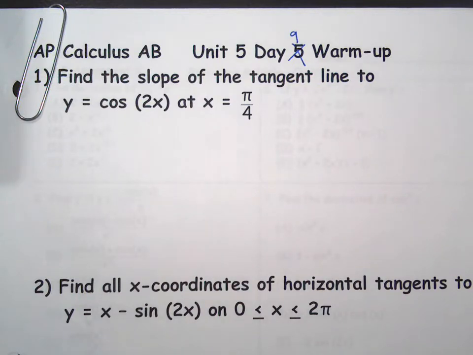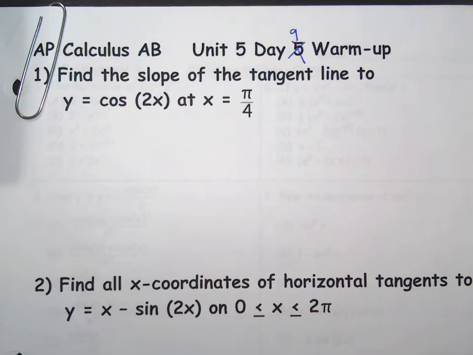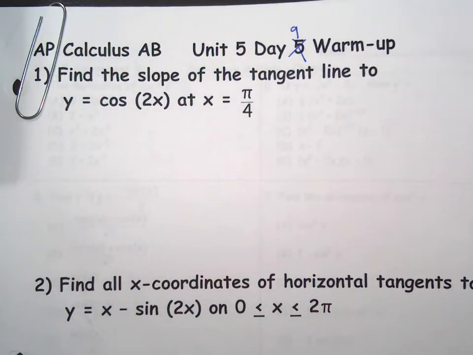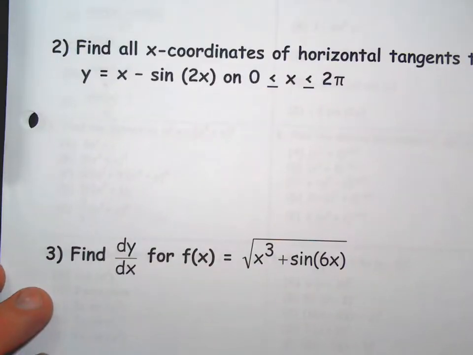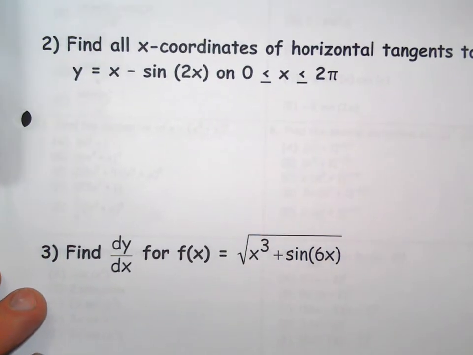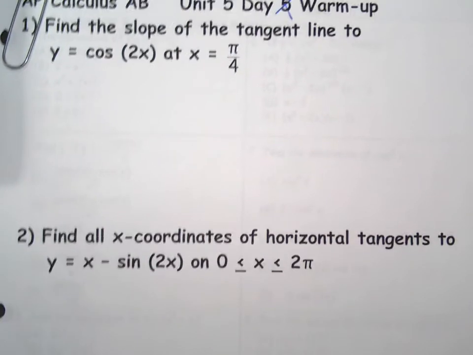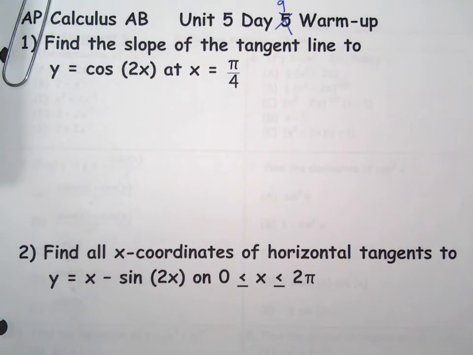Okay, so try these three problems. Getting really close to our test, so some good review for our test. Find the slope of the tangent line. Find the x-coordinates of all the horizontal tangents to that graph. Find the derivative of that graph. So all relevant things from this chapter. So pause the video and try all three and then unpause it and we'll go over it, see how you did.